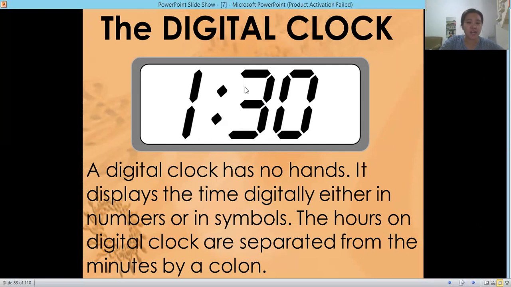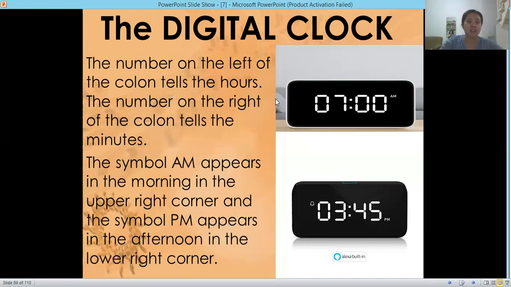So it's 1:30. The number on the left of the colon tells the hour, 7. The number on the right of the colon tells the minute. 7 o'clock in the morning. The symbols AM and PM appear on the clock. The symbol AM appears in the morning, on the upper right corner, and the symbol PM in the afternoon, in the lower right corner.